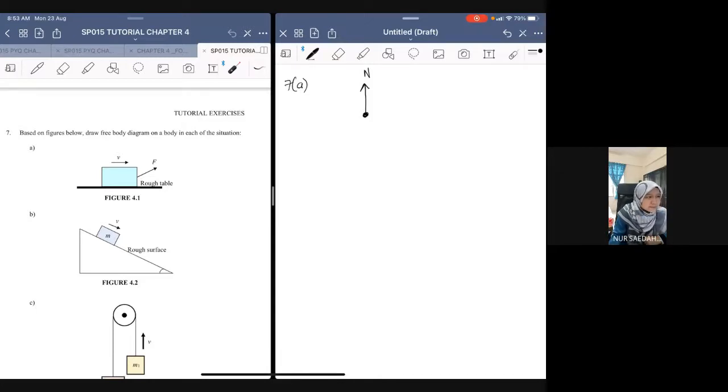Next. Frictional force. Frictional force kat mana Amir? Perpendicular to F besarnya. Oppose. Kalau frictional force, dia oppose the direction of motion. Opposite direction to the direction of motion. So ke mana Amir? Ke kanan. Ke kanan tu adalah motion ke force? Force. Ke mana objek ni pergi? Dia ke kiri.